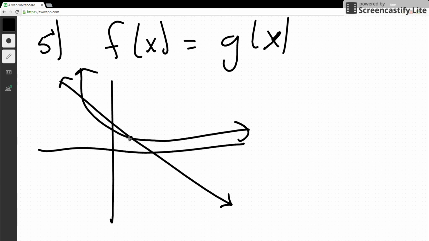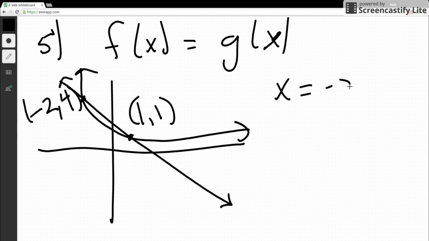On the homework assignment, that is the point 1, 1. And the other point looks to be about -2, 4. Those are the points at which they cross. When they look for the solution, they really only want the x value. So x equals -2 and x equals 1.